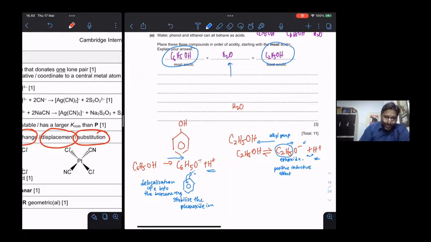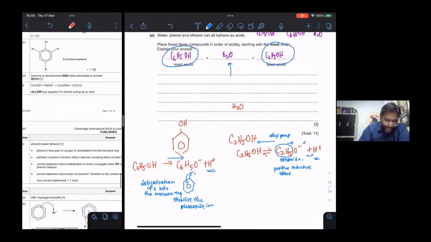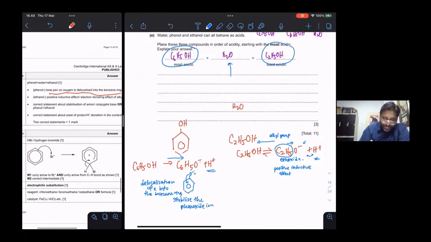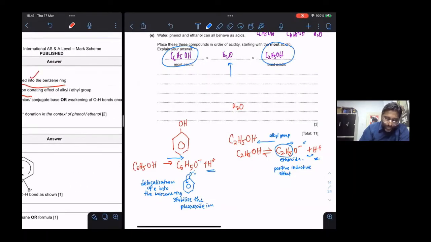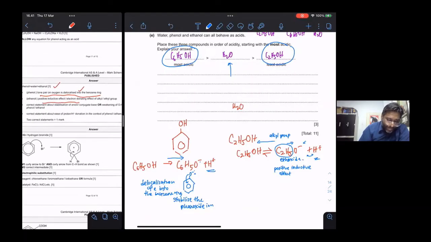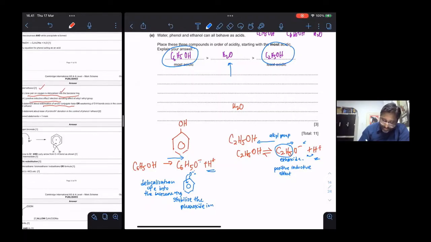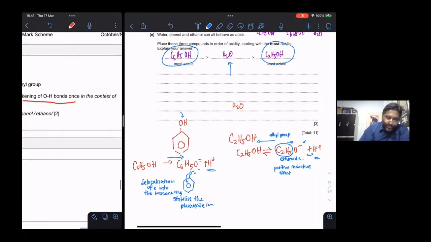So you need to explain. In 3 marks, where the explanation will go, you need to mention that the lone pair of oxygen is delocalized into the benzene ring. Okay, done. This one will give you 1 mark. For ethanol, mention the positive inductive effect of the alkyl, or the ethyl group. And then you say about the stability of the phenoxide ion, which is more stable, so it will weaken the bond. If you want to say the bond between O and H is weakened, so more H+ is given, you can say that also, bond weakening.